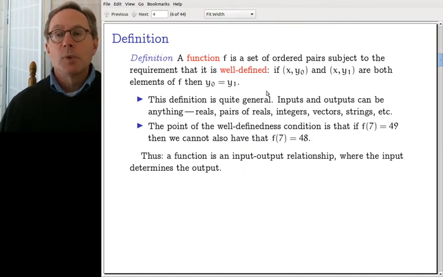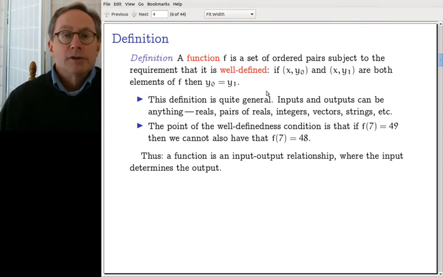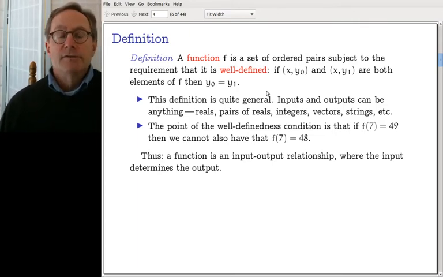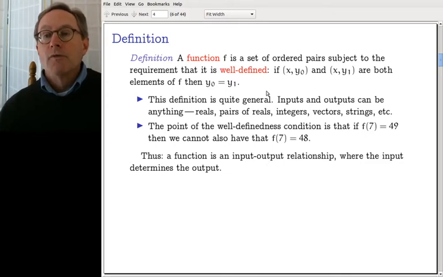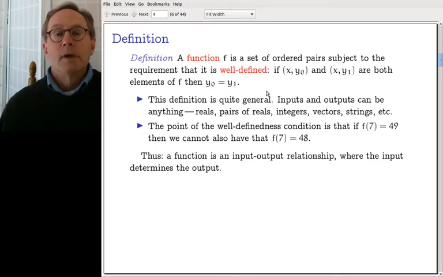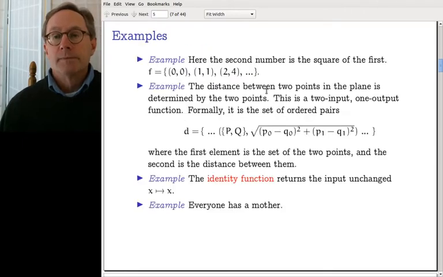The definition is perfectly general. It doesn't say that the inputs and outputs have to be numbers. They can be integers, but they can be vectors, they can be strings, they can be anything. And again, the point of well-definedness is that if f of 7 is 49, then it can't be the case that f of 7 is also 48. That just violates the definition of a function. So a function is an input-output relationship subject to the condition that the input completely determines the output. So, time for some examples.